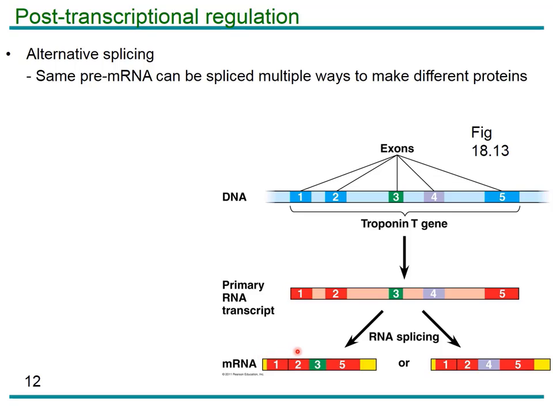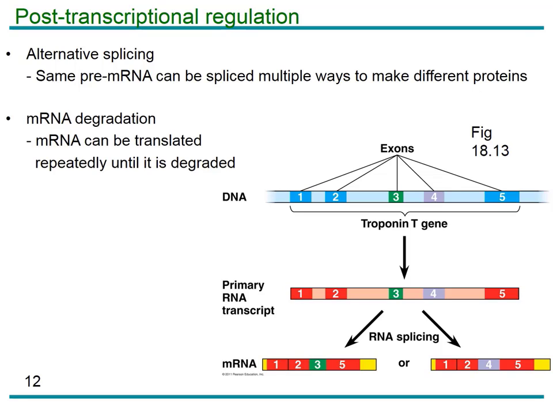In this example on the left, we leave out exon number 4. In this example on the right, we leave out exon number 3. And so these two mRNAs are going to make different proteins. So we can control our protein expression through alternative splicing.